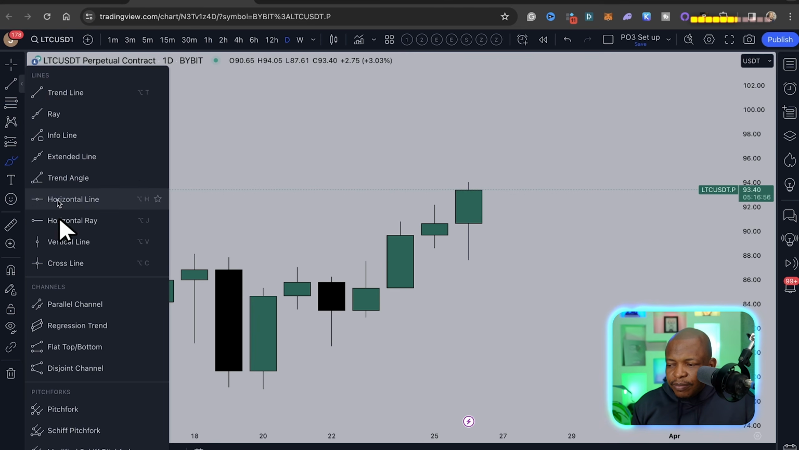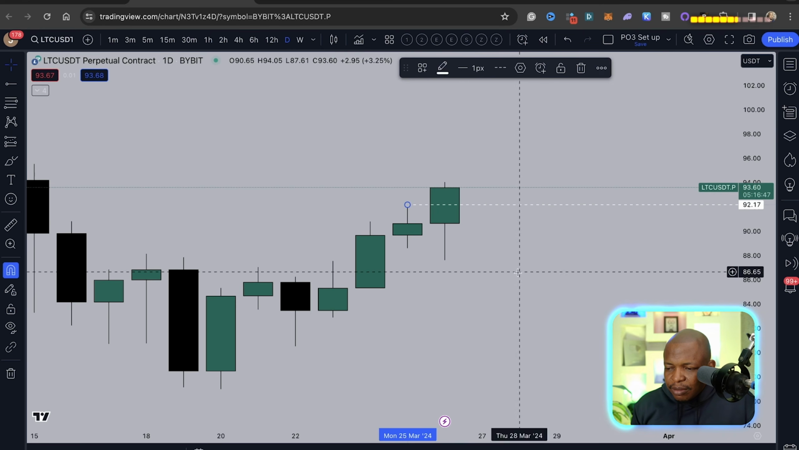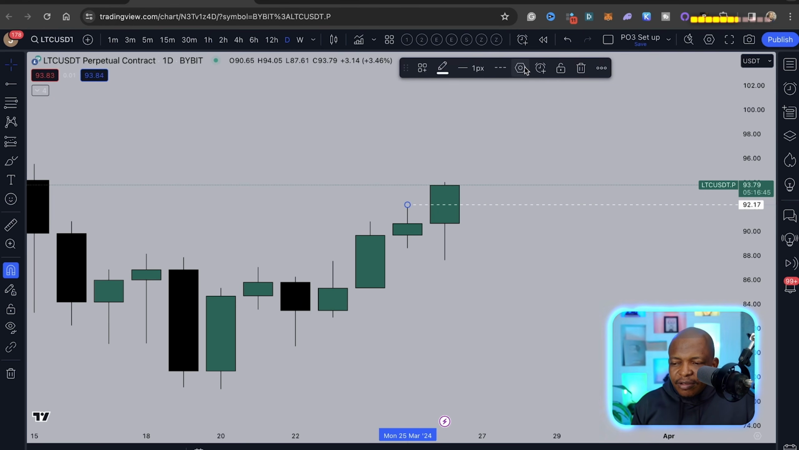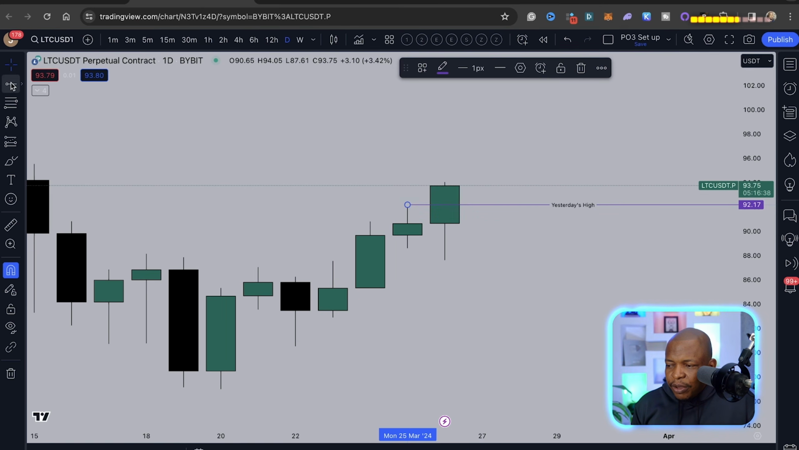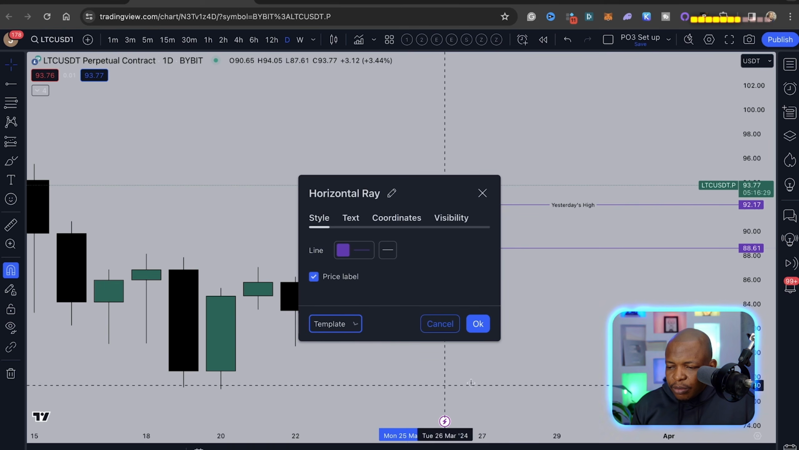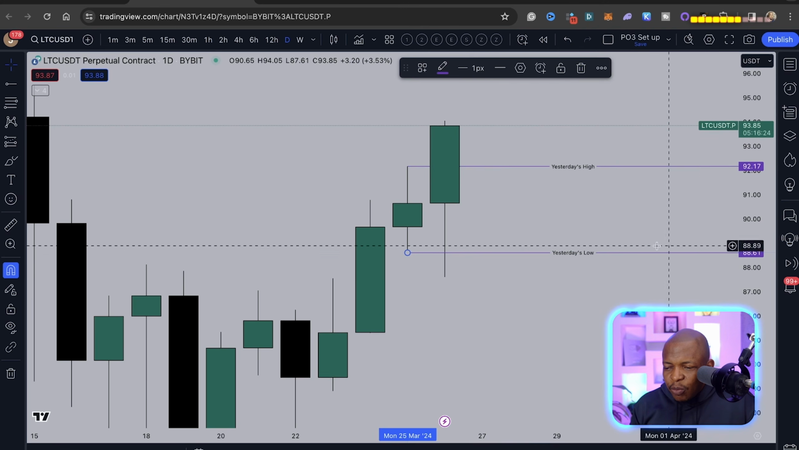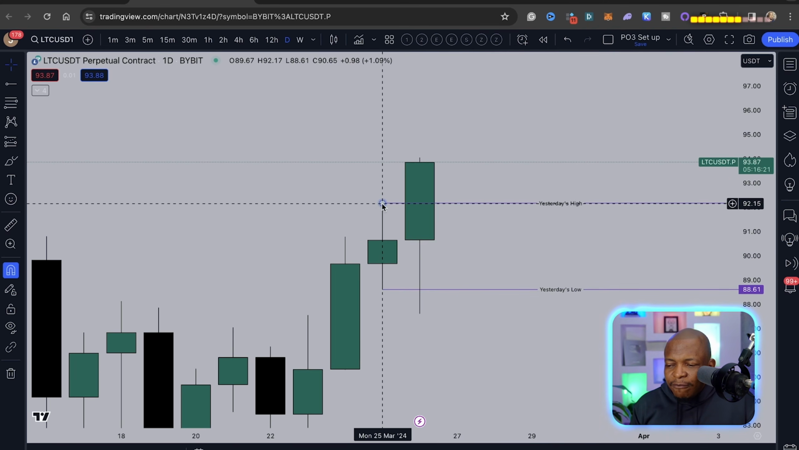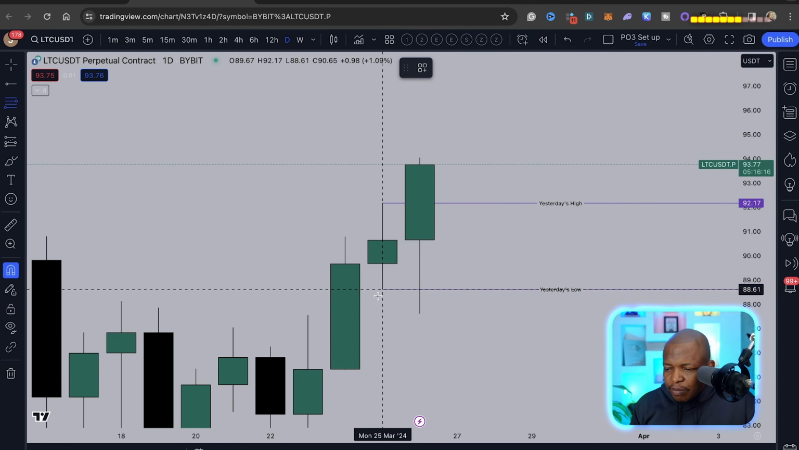So I'm going to pick this horizontal ray. I'm going to place it at the top of the previous day, right? I've already set this. So I'm going to label this yesterday high. Okay, yesterday high. I'll pick another one, put it at the previous day low. So I'm going to also label this yesterday's low. I can set all this up, it's easy. Then I also want to mark out the equilibrium. Equilibrium is halfway between this top and this low. So I use Fibonacci to help me to start it.